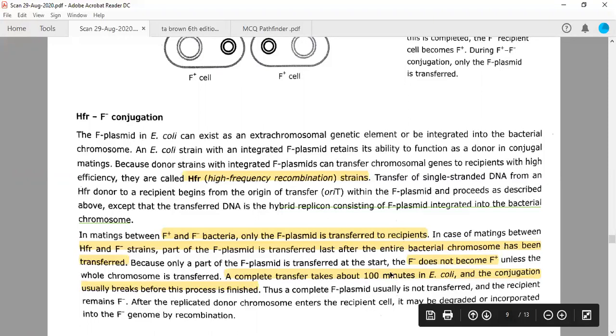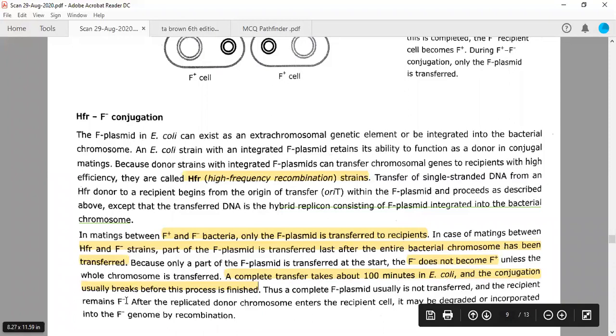And depending upon this time factor, we can perform various experiments to map the genes which are present over this bacterial chromosome, right? Thus, a complete F plasmid usually is not feasible. The complete F plasmid is not transferred, and the recipient cell will remain F negative.